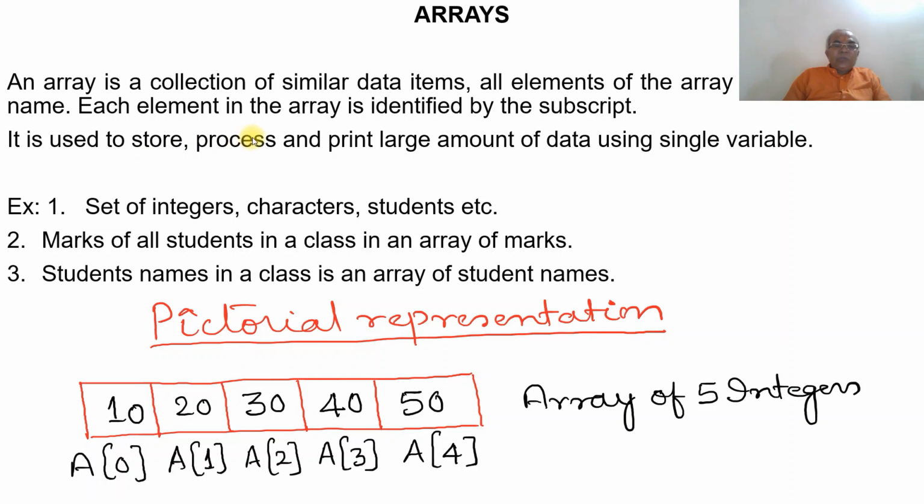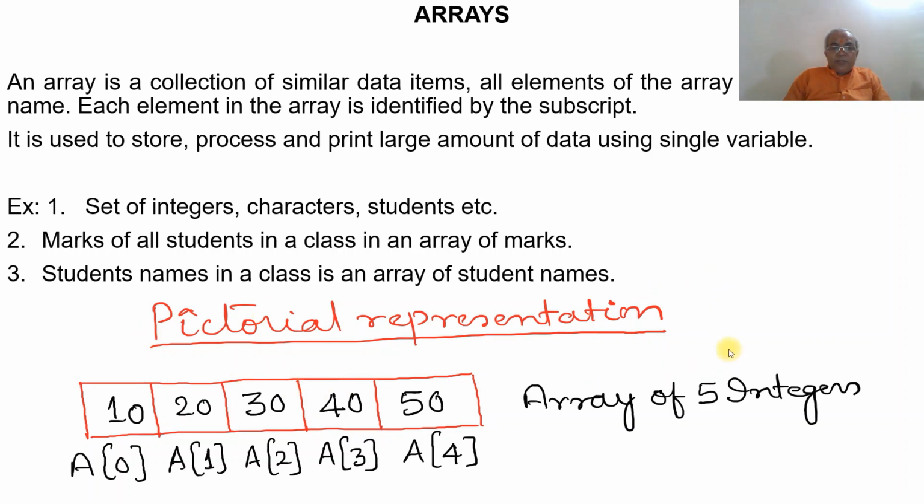It is used to store, process and print a large amount of data using a single variable. Suppose I have a collection of 100 data. All those 100 data will be called by a single name. For example, a set of integers, characters, students, etc. Marks of all students in a class in a single subject is an array of marks. Student names in a class is an array of student names.